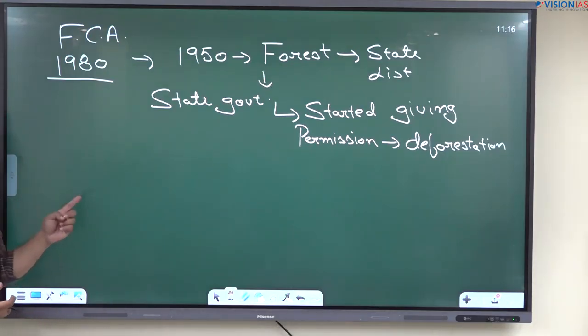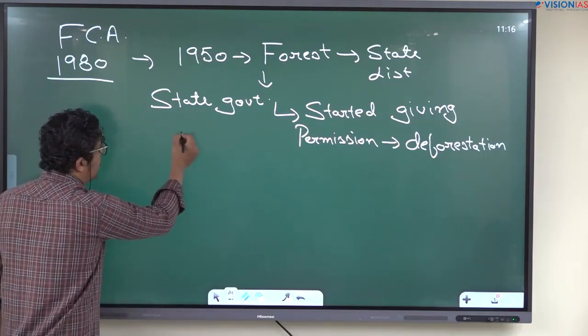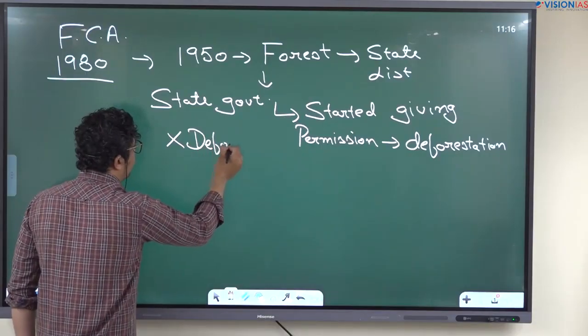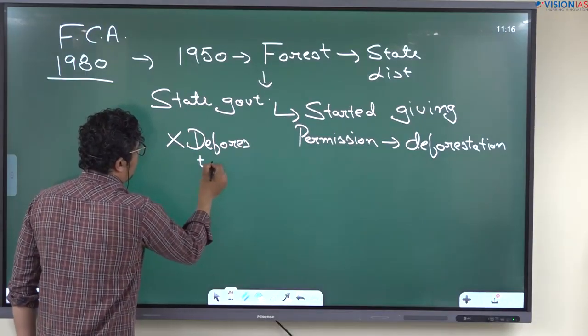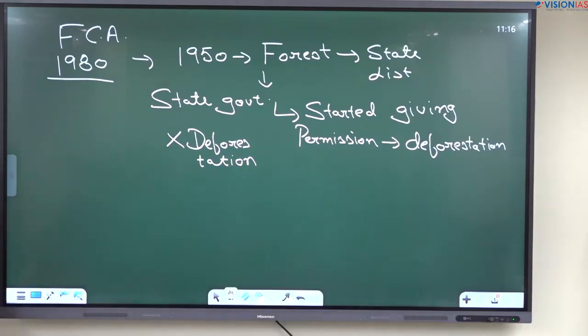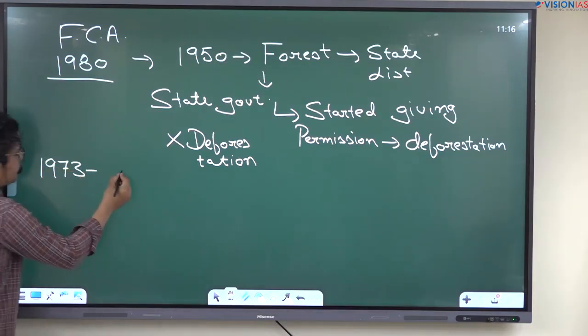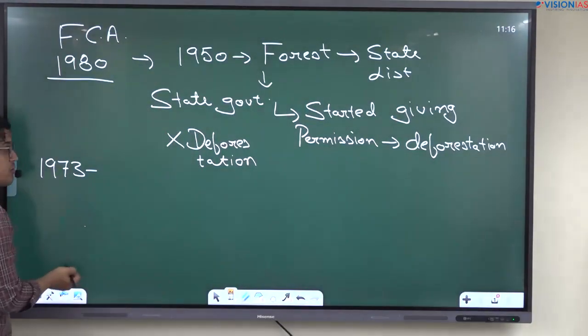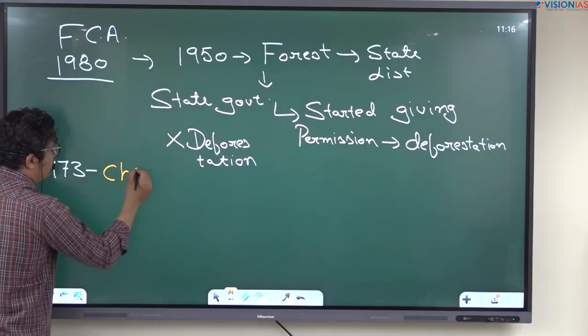So what happened due to this? India's forest suffered. Large scale deforestation happened in India. India's forest suffered heavy losses because of the decisions of state government. It continued and India's forest was suffering. So in 1973, due to this large scale deforestation which was happening, a people's movement was started.